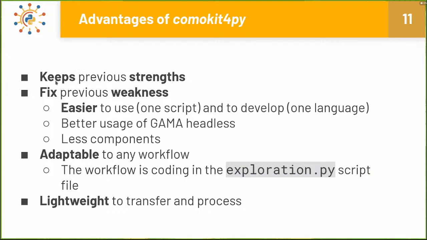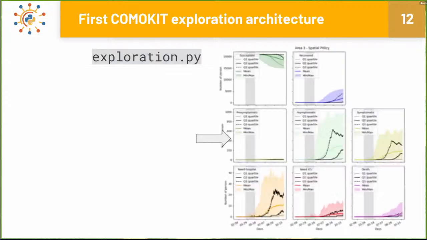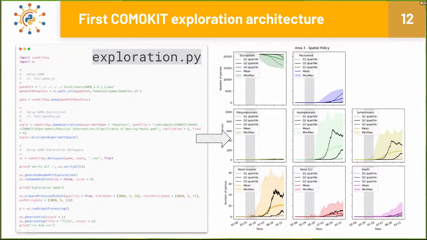And with that library, what we did is that we kept all the strengths that we had on the previous workflow, but we also fixed all the previous weaknesses. So it's easier: just one script, one language, better usage of GAMA Decks, which was an optimization and GAMA usage problem, less components, so less potential bugs. Everything is coded in the Python script, and it's very lightweight, just one small library instead of having to share a lot of files. And so the result is that in less than 40 lines of Python, we are able to generate, launch, gather results, and generate data visualization outputs over our exploration, which is pretty good.